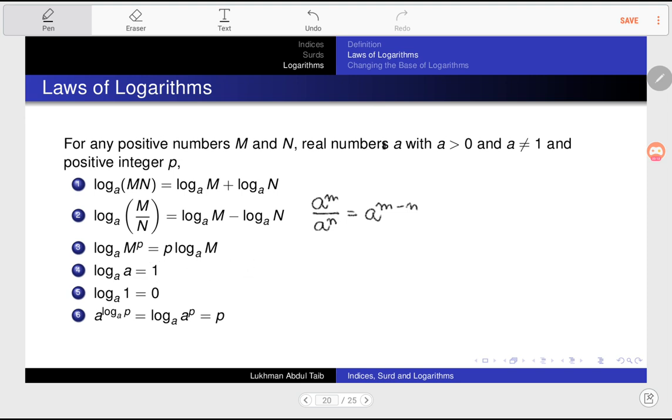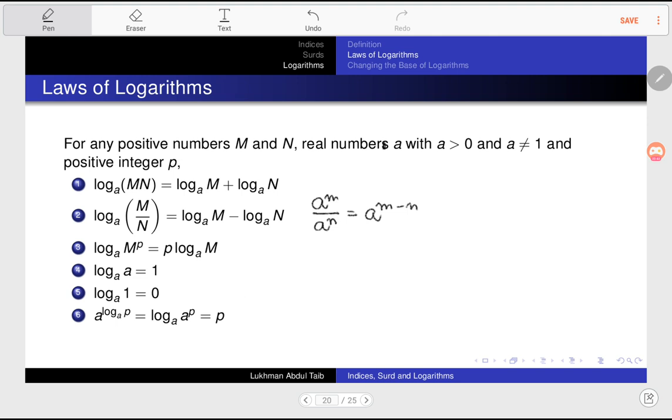The fifth rule is log 1 to the base A is equal to 0. Again, this can be seen if we use the index notation: A to the power of 0 is 1, no matter what value A is taking.